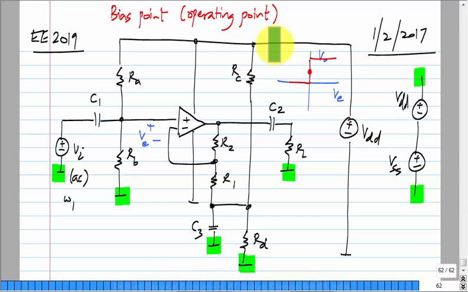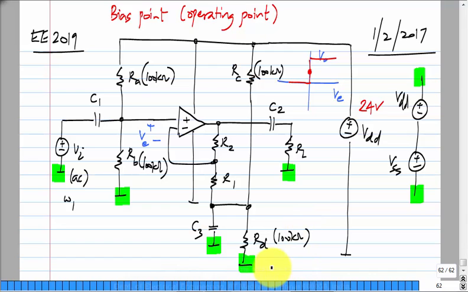So let me take some numbers also just for the heck of it. Let's say this VDD is 24 volts. And RA and RB, let's say I'll just make everything 100 kilo ohms, 100 kilo ohms, 100 kilo ohms, 100 kilo ohms. And initially we are looking only at the operating point, so I'll set VI to be 0. So what is the voltage here with respect to ground at this node? 24 volts, obviously, right? So we have 24 volts here.